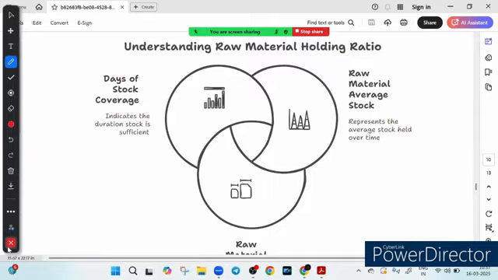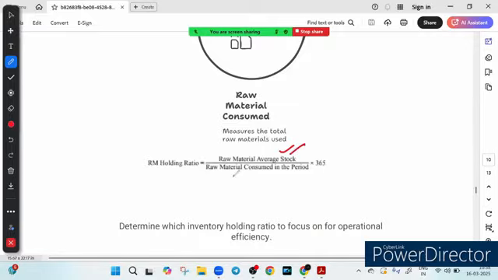After analyzing both of these, the third part is the raw material consumed, right? It basically measures the total raw material used. So finally we have the ratio, called the raw material holding ratio. It represents the average inventory held over time. In the numerator you will see the raw material average stock, and in the denominator you will see the raw material consumed in the period into 365.